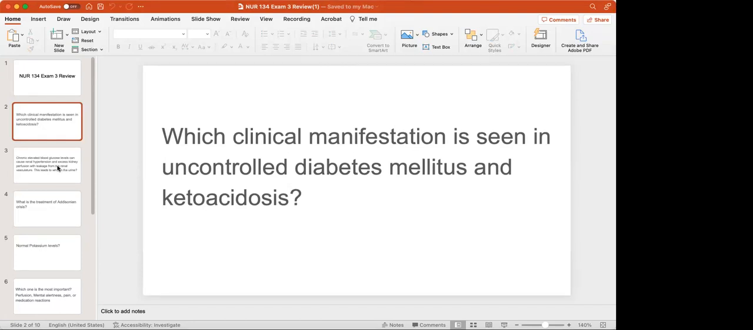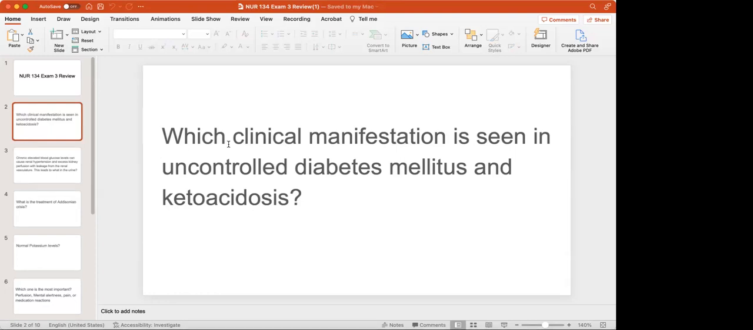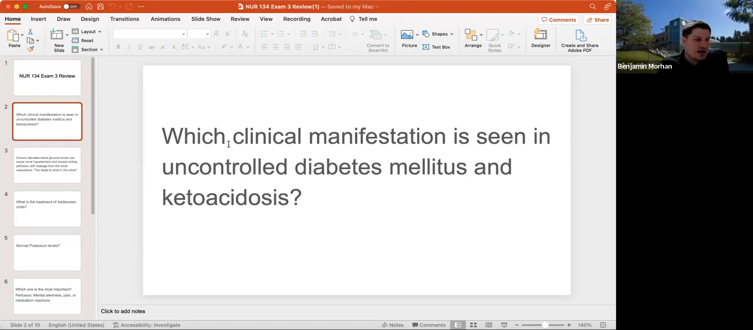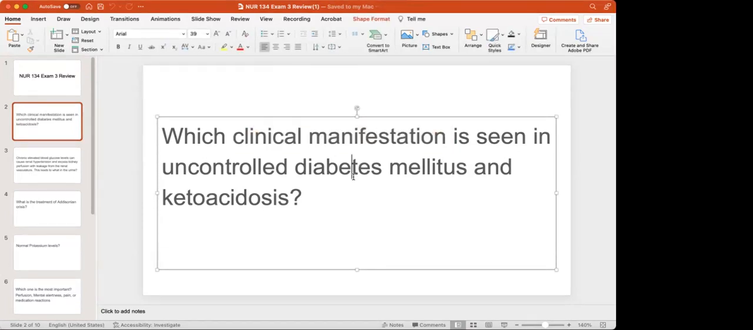I have a question for that particular slide. It says, which clinical manifestation is seen in uncontrolled diabetes mellitus and ketoacidosis? I don't know. The only thing I can think of was hyperglycemia. Are you looking for different manifestations? Yes, great question. I am looking for different signs and symptoms. Okay, then I have polyphagia, polydipsia, polyuria.